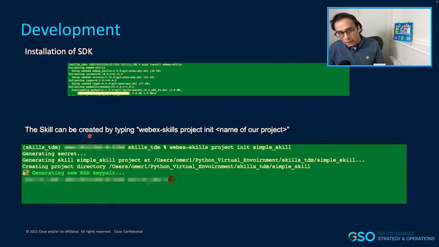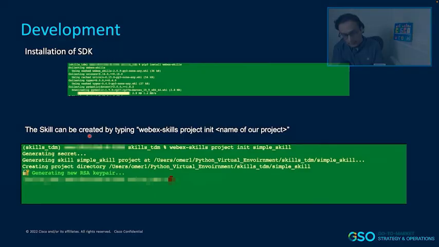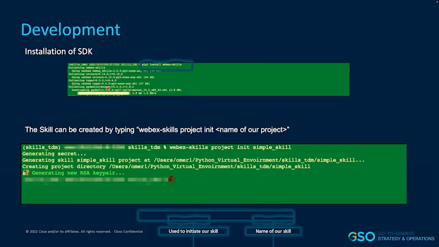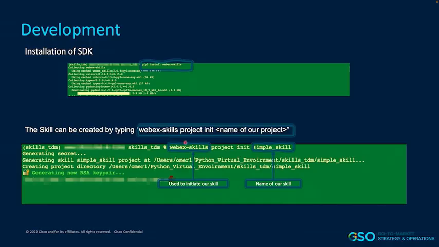Now, how can we install and start with the Webex Skills SDK? It can be done by using the pip command and running pip install webex-skills. Basically, what that command does is install all the packages, metadata, and libraries that are needed for our skills to run. The SDK also provides us with the tools that we can use to create our skill project.